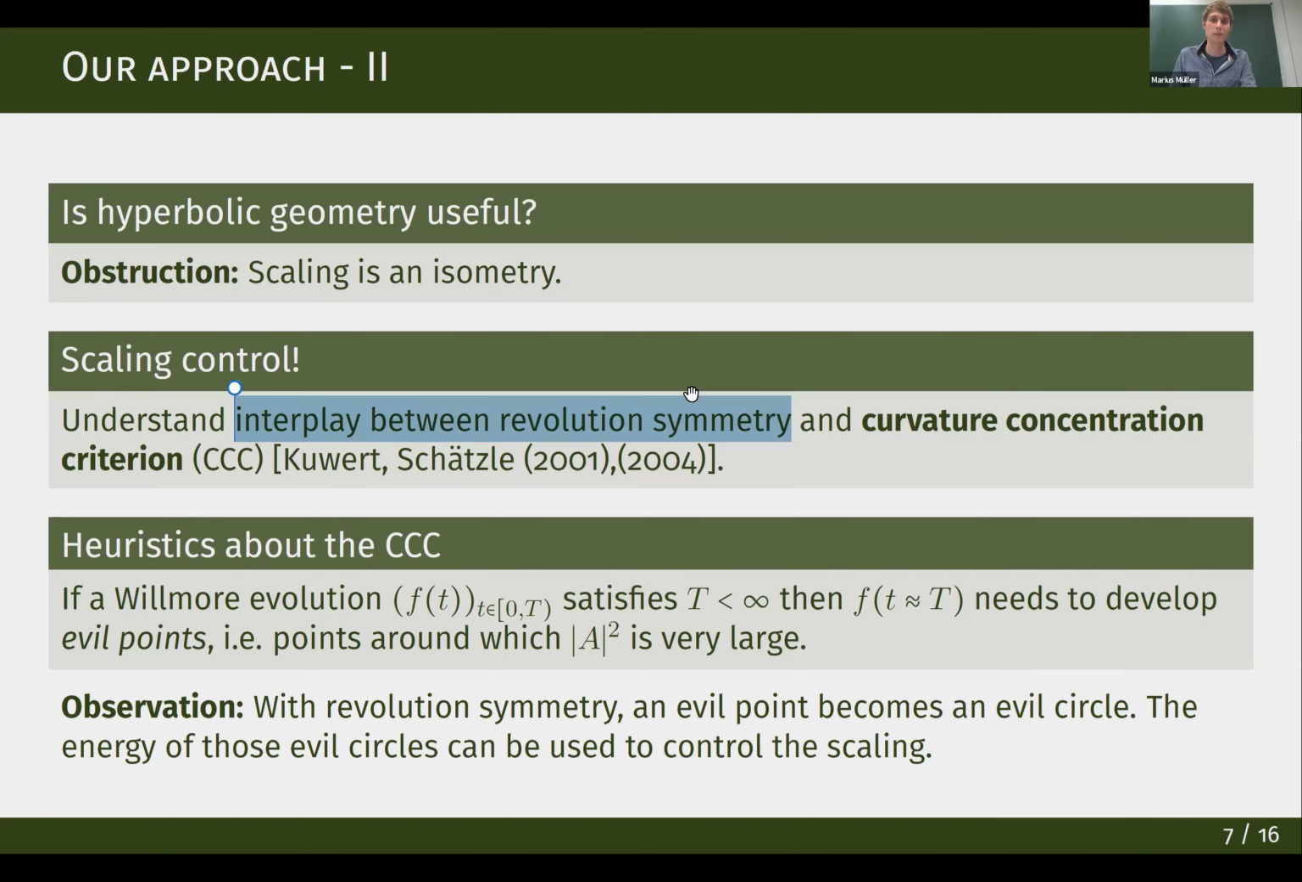So you have this interplay between the revolution symmetry and the curvature concentration criterion by getting this evil circle whose radius you can control, sort of. And this gives you scaling control. This is actually the whole point. You can get scaling control by this interplay between revolution symmetry and curvature concentration criterion. All right, so this is why we get the scaling control, and this is also why it still makes sense to look at the flow in hyperbolic geometry.